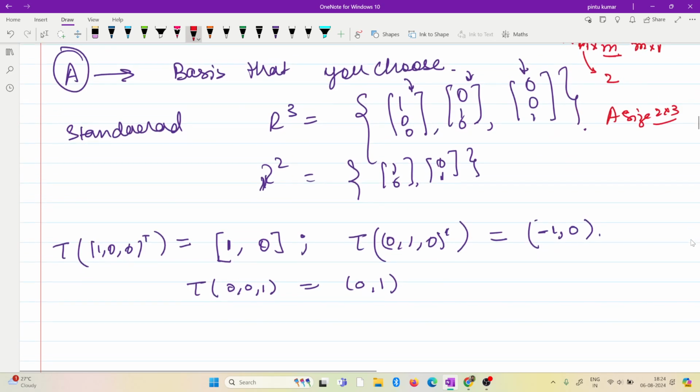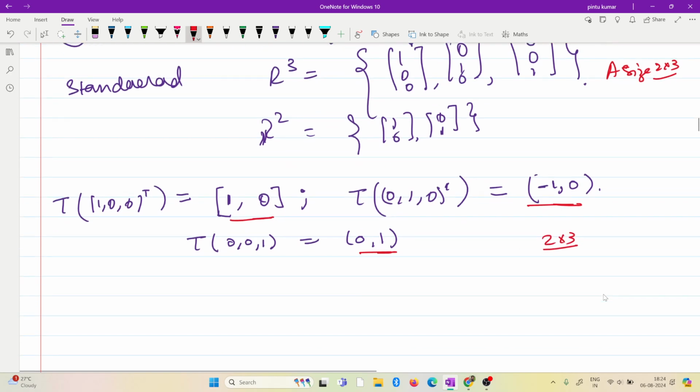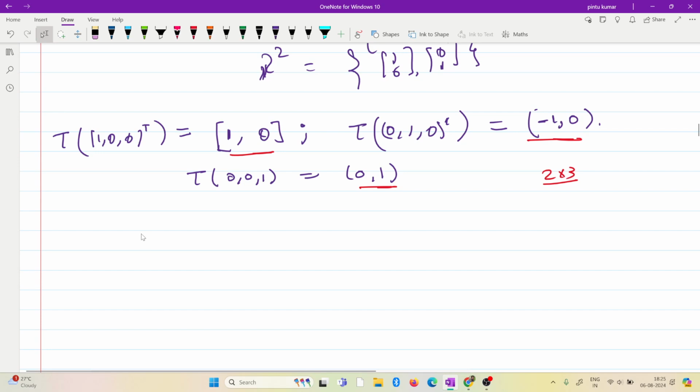Now you have three vectors of size 2. How do you think you can arrange these vectors to obtain a matrix of size 2 cross 3? What we actually do is, to obtain A, you will write these outputs as columns of your matrix. So the outputs that you obtain are (1, 0), then (-1, 0), and then (0, 1).